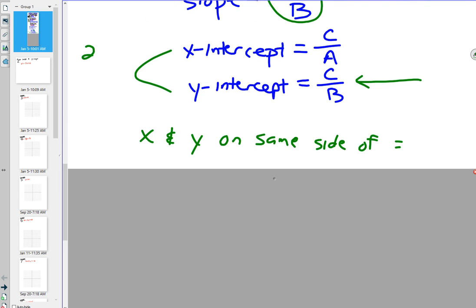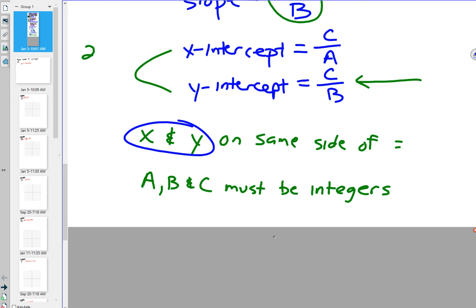The way that we identify that a function is in standard form is that you're going to see the x and y on the same side of the equal sign. Technically A, B, and C should also be integers, but we don't have to worry too much about that. Integers just mean that they're not fractions and decimals. But this is the big one, x and y on the same side. So when we see that, and we will see that today, you're going to say standard form.